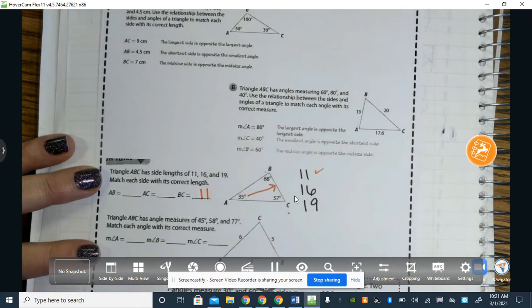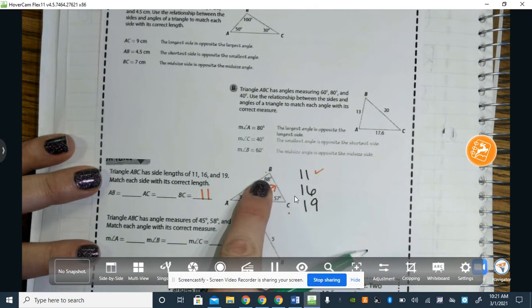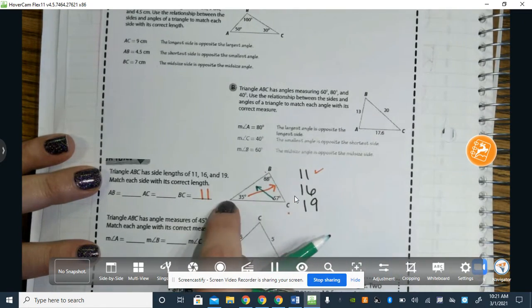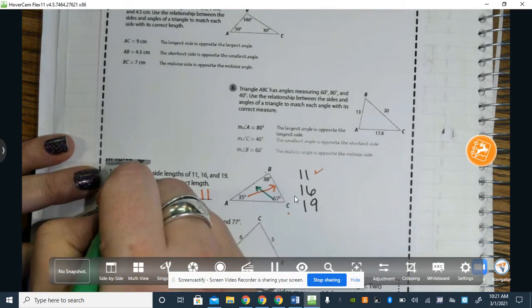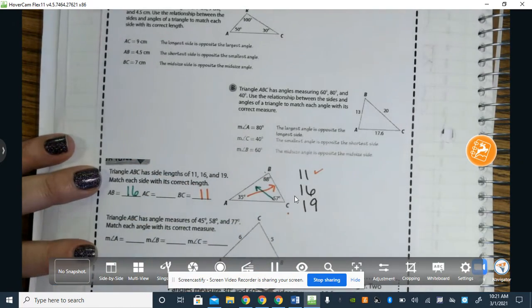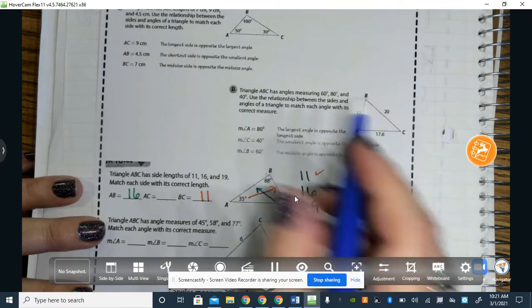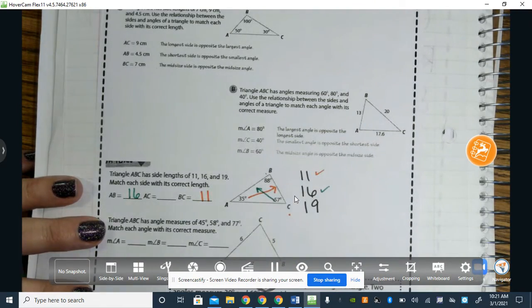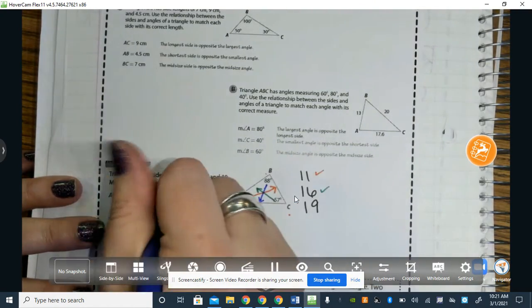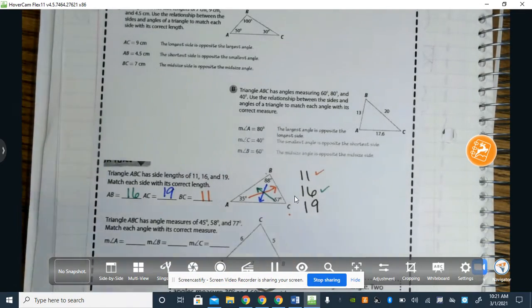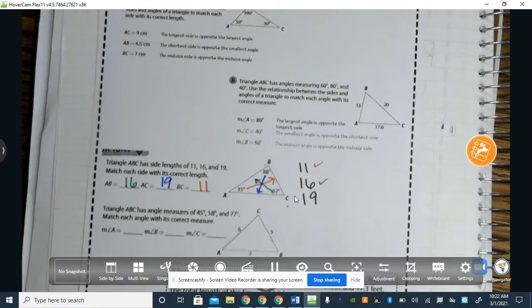16 would be the middle size. So if I'm looking and comparing 88 and 57, 57 would be in the middle, and it's opposite AB. So AB's length would be 16. And finally, 19 is the largest. 88 is the largest, and it is opposite AC. So this would be 19 degrees, or 19 centimeters, inches. It doesn't give me a unit of measurement.